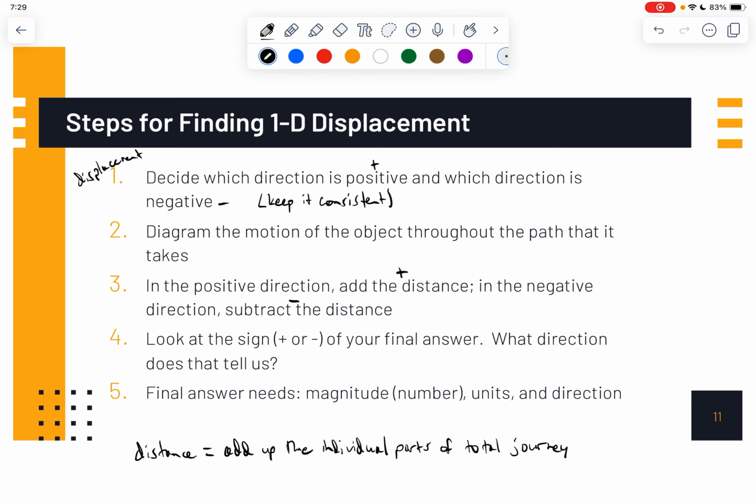So when we eventually add or subtract all these individual pieces of our journey, we'll either get a positive number at the end or a negative number. If our answer ends up being positive, it just means we moved overall in the direction that we identified as positive. Again, maybe that means we're going to the right. Whereas if we are moving in the negative direction, so maybe that's going to the left, our overall number from the addition and subtraction ends up being negative.